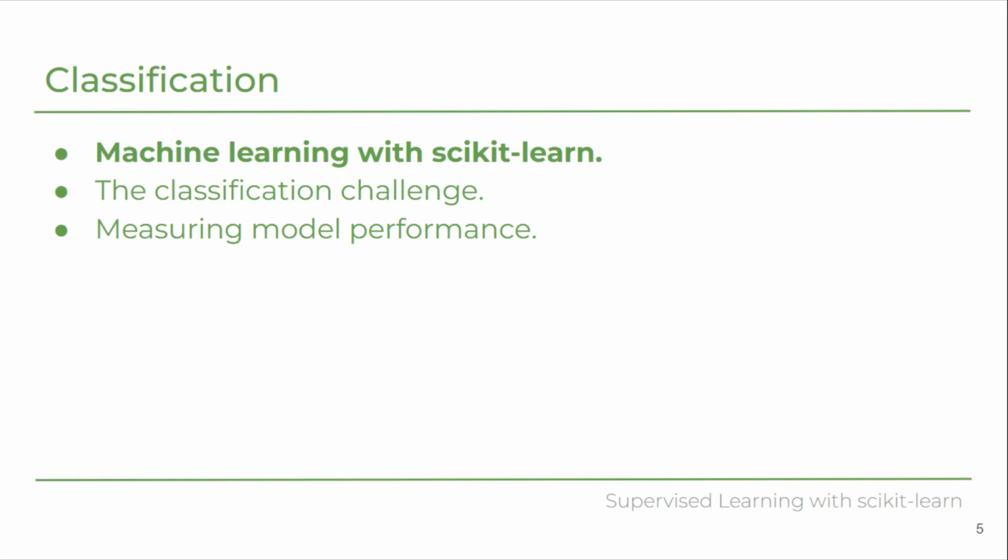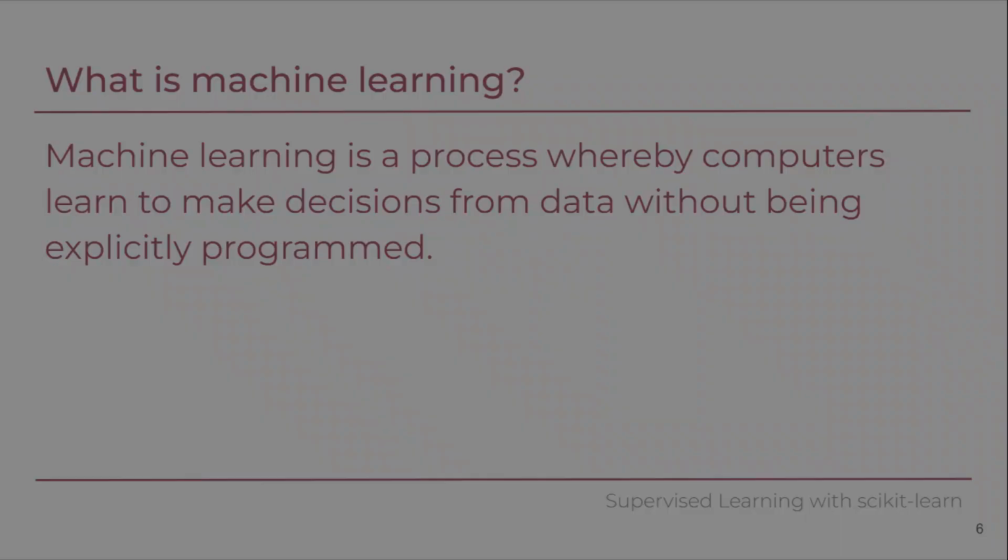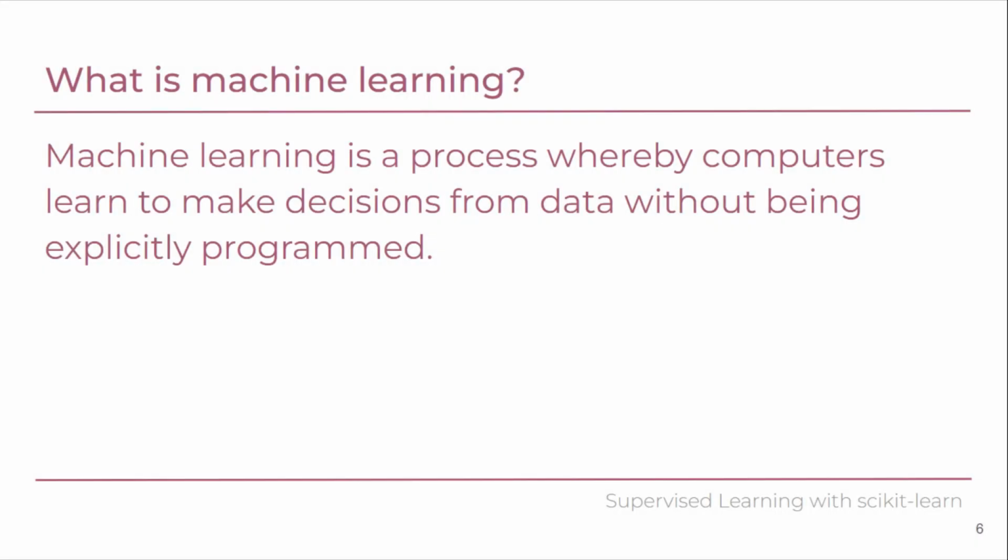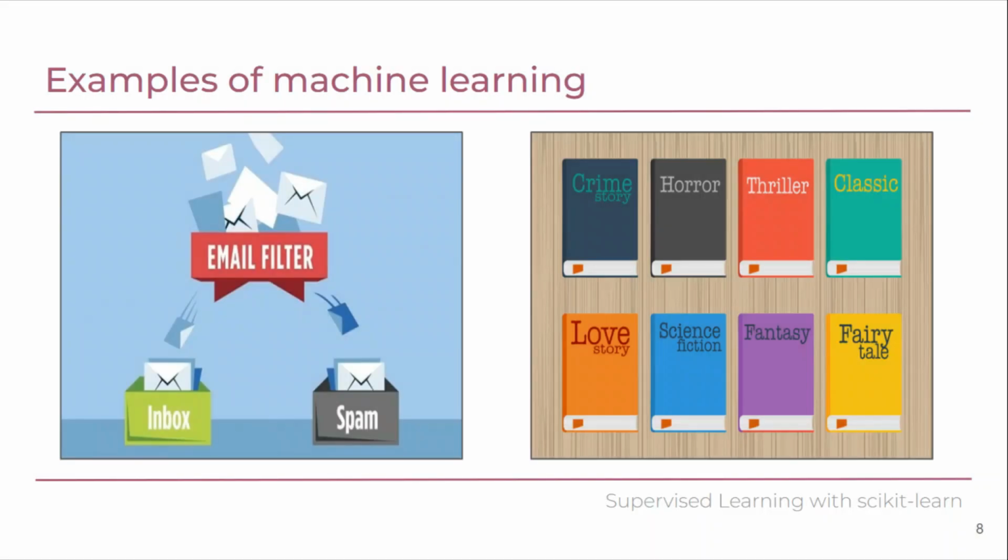We will be learning the basics of machine learning with scikit-learn, moving on to the classification challenge and then measuring model performance. Machine learning is the process whereby computers learn to make decisions from data without being explicitly programmed. For example, learning to predict whether an email is spam or not spam given its content and sender, or learning to cluster books into different categories based on the words they contain, then assigning any new book to one of the existing clusters.